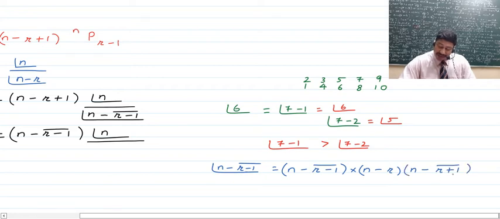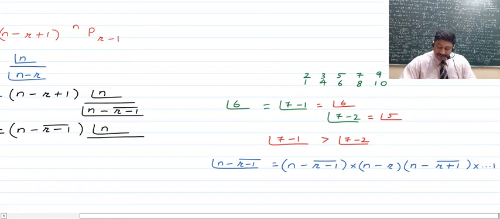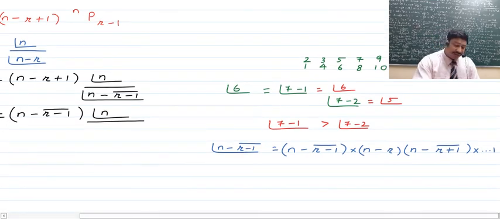Because r plus 1 is a larger number, and thus if subtracted from n, it will become a lesser number, and all of that, children, will continue up to 1, right? For that matter, this can also be understood, say, something like this.